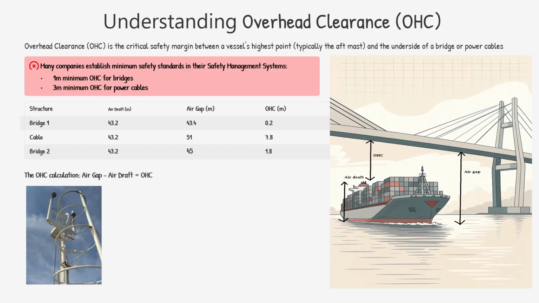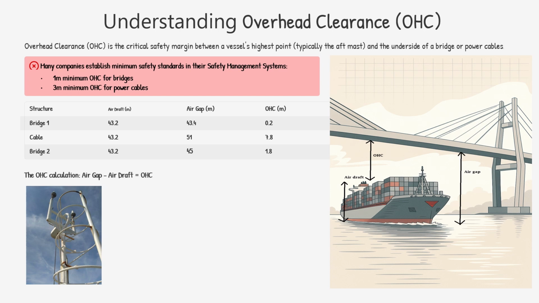Once we've calculated the air draft, the next step is to compare it with the air gap or the bridge clearance. That's the distance from the waterline up to the underside of a bridge or power cable. The formula is simple: OHC is equal to air gap or bridge clearance minus air draft. Generally, most maritime companies enforce minimum clearance standards in their safety management systems. For example, 1 meter for bridges and 3 meters for power cables.